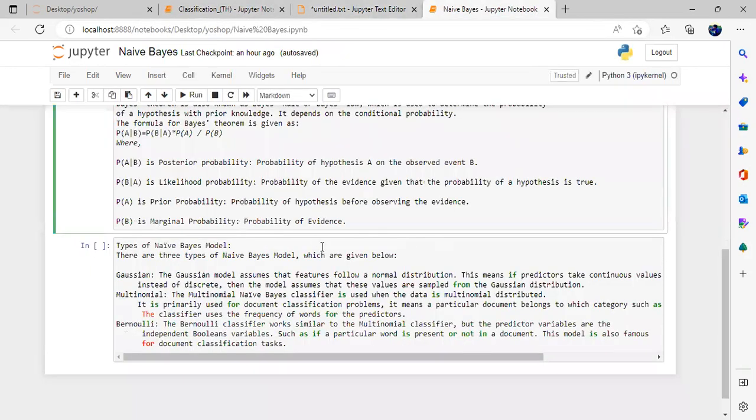So this was the previous. Then the types of naive Bayes models, right? Gaussian, multinomial, and Bernoulli. So the Gaussian model assumes that the features follow the normal distribution. I hope you people are aware of this, like that Gaussian distribution; I think this also I showed in the last session. This means if the predictors take continuous values instead of discrete, then the model assumes that these values are sampled from the Gaussian distribution. All the things are very deep, need to explain one by one.